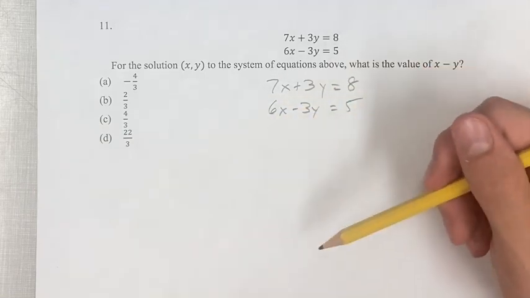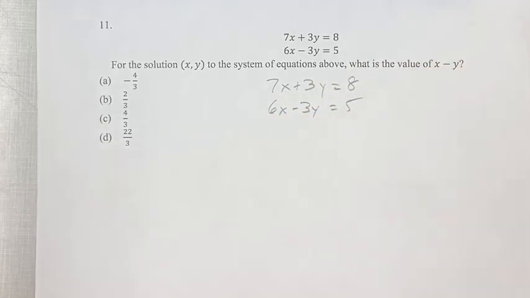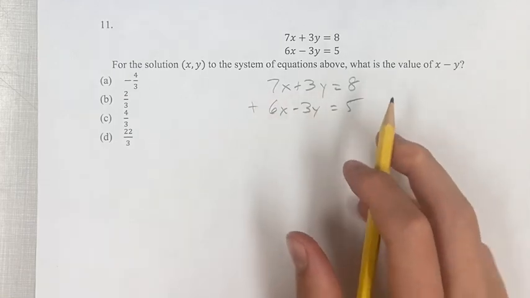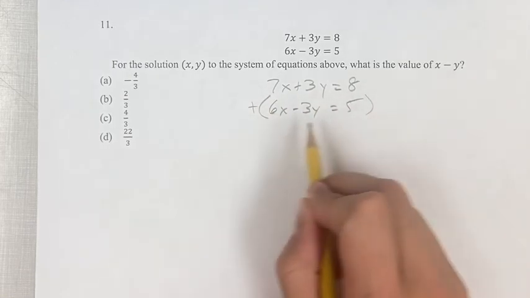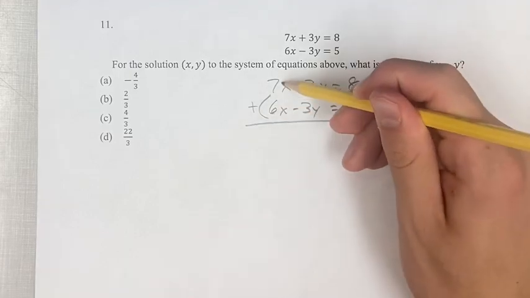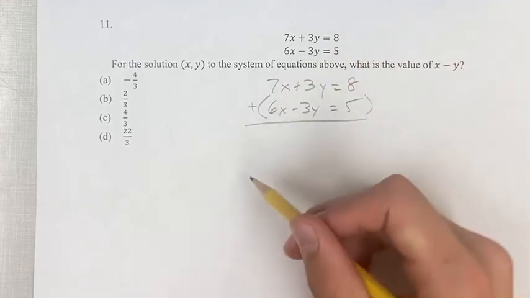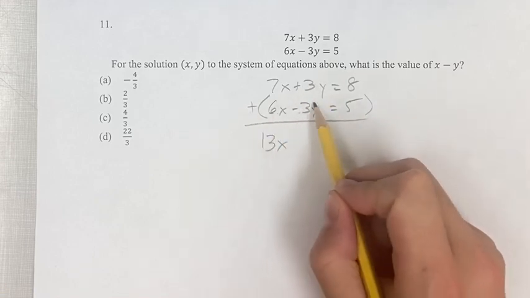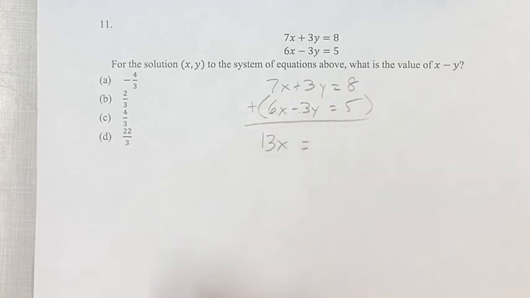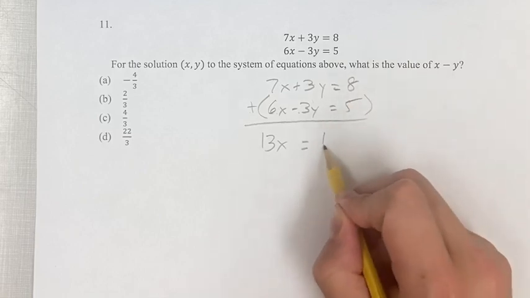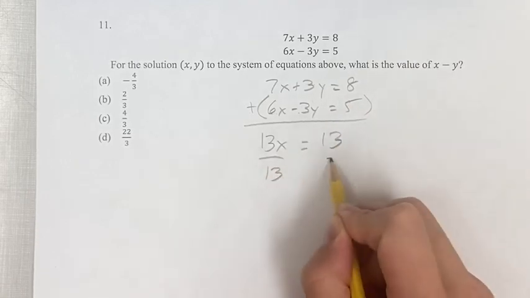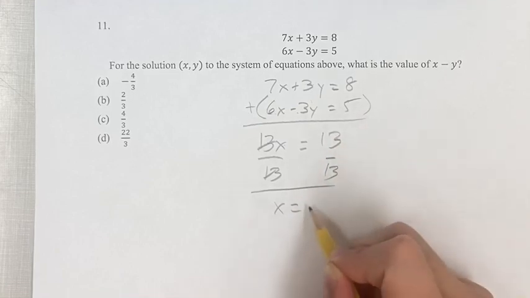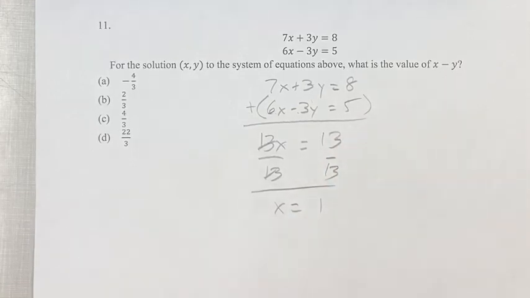The easiest way to solve this, you can do substitution or elimination. It looks like elimination is going to be really easy because we don't even have to multiply one of these by a constant. If we just add these equations outright, we have 7x plus 6x, 7 plus 6 is 13x, plus 3y minus 3y is 0, so your y's cancel, is equal to 8 plus 5, which is 13. If you divide both sides by 13, you get x on your own, and 13 divided by 13 is 1. So x is equal to 1.